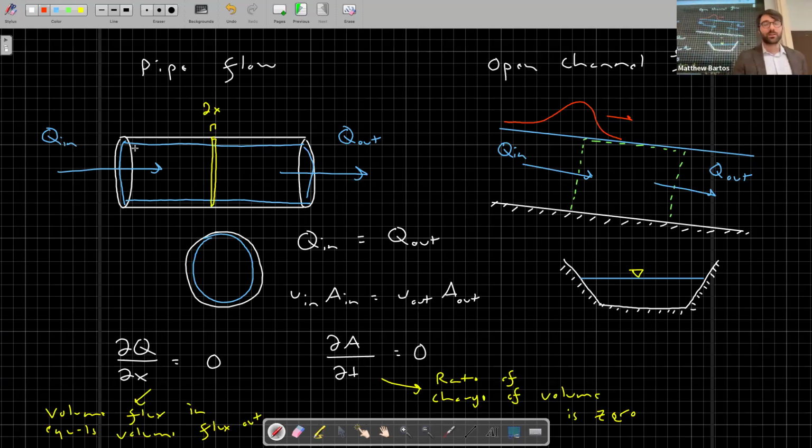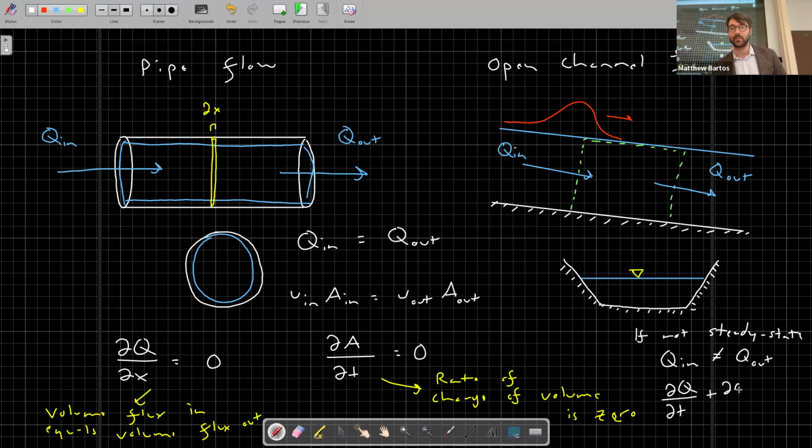So for the case of open channel flow, if the system is not steady state, Q in is not necessarily equal to Q out. And we have to use the full expression for our continuity equation, dQ by dx plus dA by dt is equal to 0. So in other words, what does this expression for continuity imply?